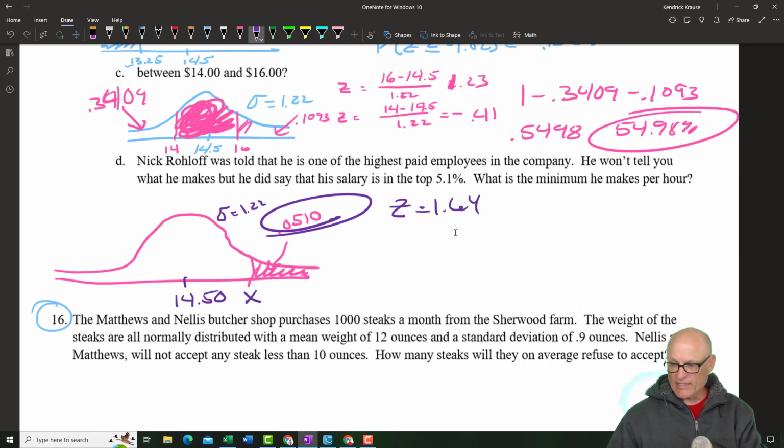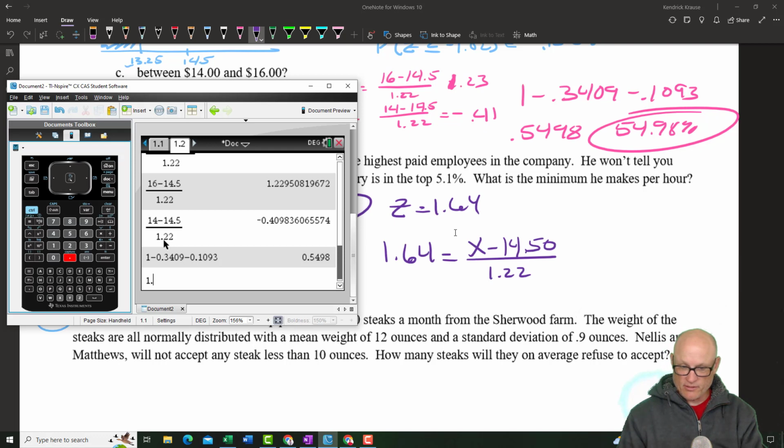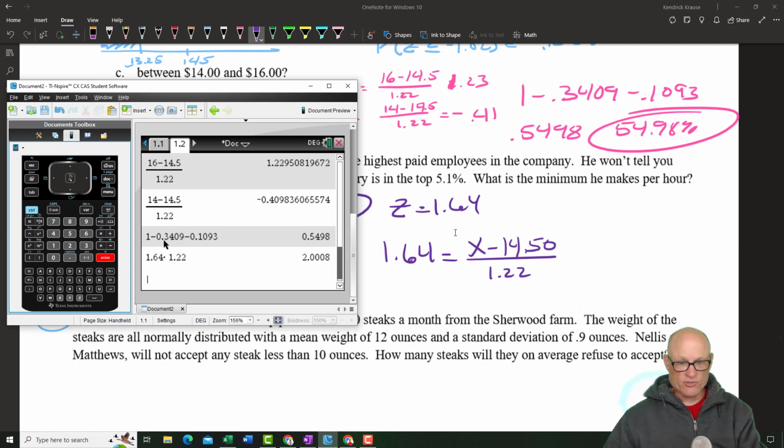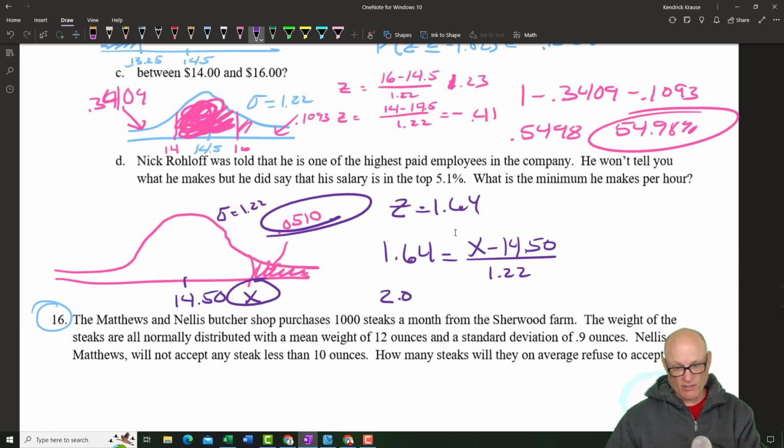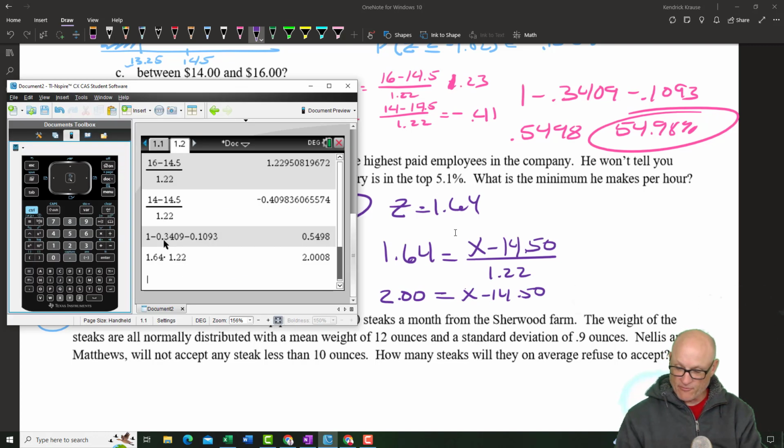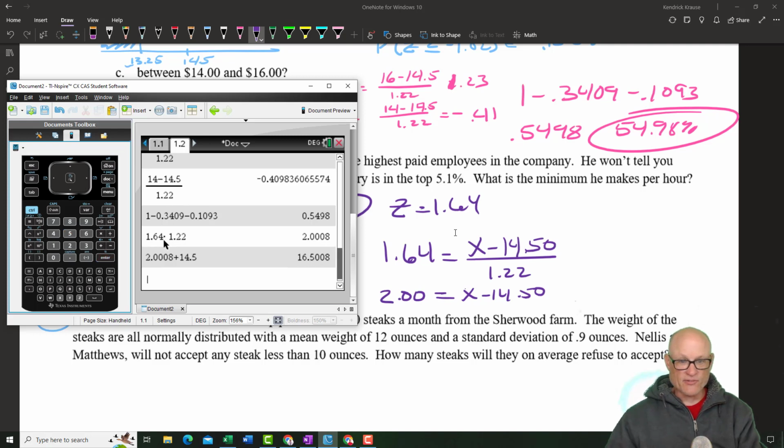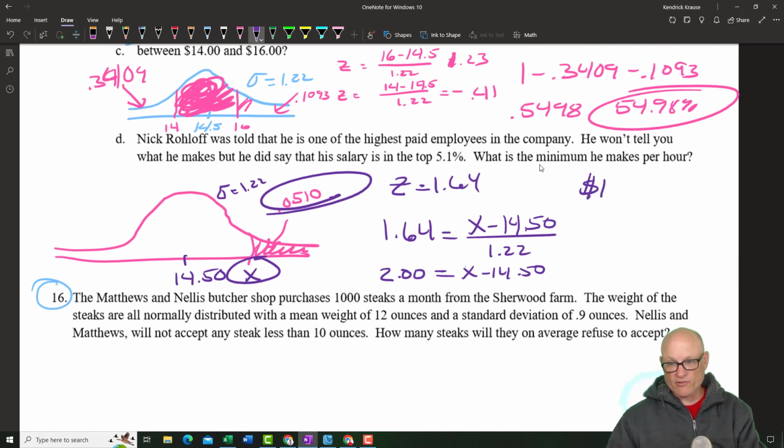And again, we're looking to see what that is. So I'm like, all right, let's run the z-score. 1.64 equals the observed value x minus mu, which is 14.50, divided by the standard deviation of 1.22. So I go to my calculator, take 1.64, I multiply by 1.22, and I get almost like just $2. Basically, it's just $2. Because it's money, I'm just going to do that. X minus 14.50. I add 14.50, and I get 16.50. So Mr. Roloff will make $16.50.